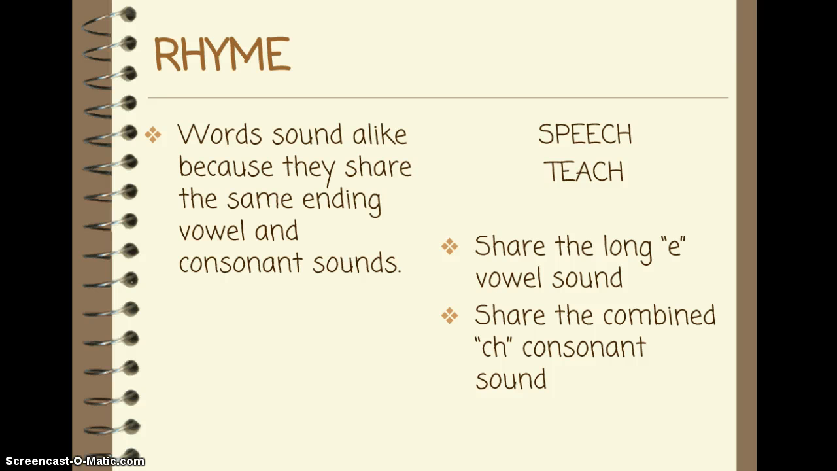First word we have is rhyme. Now, I know it might seem silly to have rhyme on here, but it is important that you understand what it is that makes words rhyme. And what that is that words sound alike because they share the same ending vowel and consonant sounds. Okay, so this is your definition right here. Words sound alike because they share the same ending vowel and consonant sounds. So our example over here is speech and teach. They share the long E vowel sound and the combined ch consonant sound. Okay, so this is your example. Feel free to add any others that you would like.